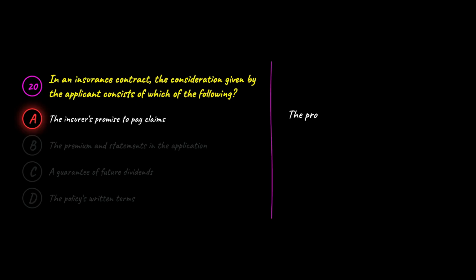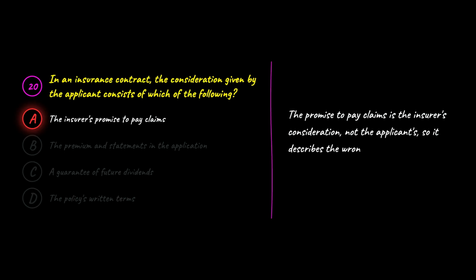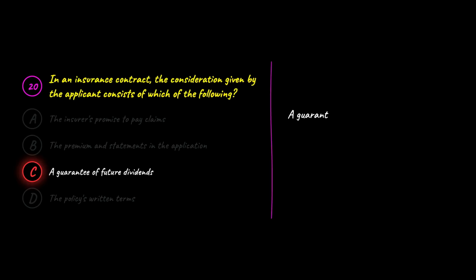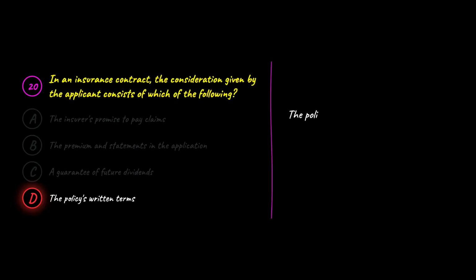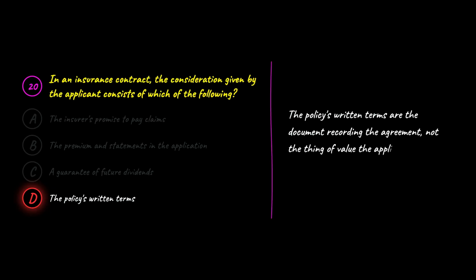A is wrong because the promise to pay claims is the insurer's consideration, not the applicant's. So it describes the wrong party's contribution to the bargain. C is wrong because a guarantee of future dividends is not consideration at all and is not something the applicant furnishes when entering the contract. D is wrong because the policy's written terms are the document recording the agreement, not the thing of value the applicant gives to support the contract.